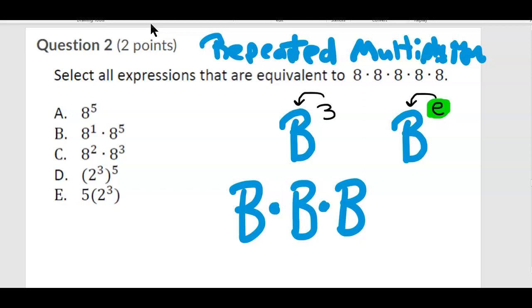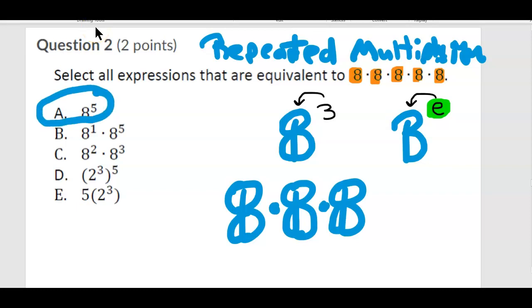Okay, what if it were an 8 and not a B? It's easy to imagine, right? If I just go like this, now we have 8s. We just happen to be working with 8s. How convenient. All right, so let's see, how many 8s do we have here in our problem? A 1, a 2, a 3, 4, 5 8s. So anything that has 8 to the 5, that's 5 8s. There's one of the answers already.